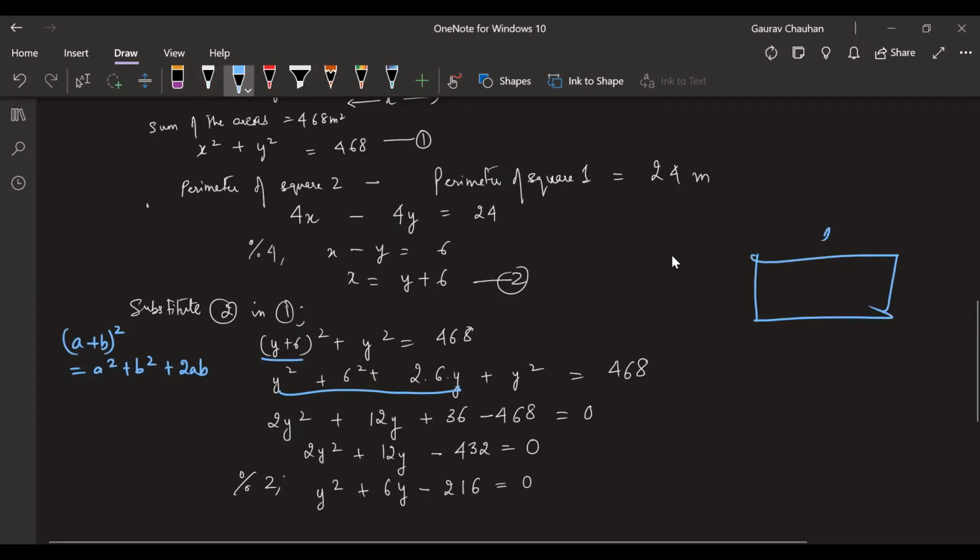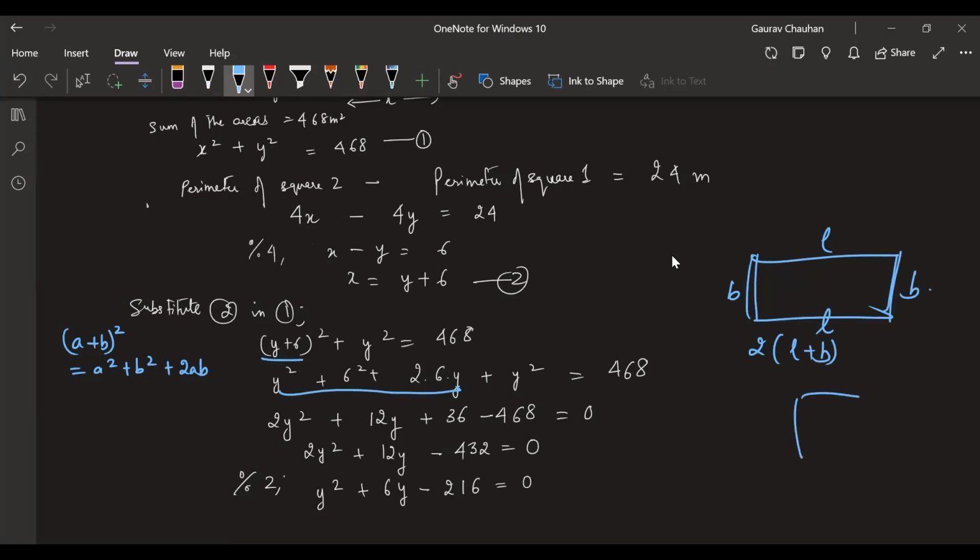In a rectangle, yes, 2 into L plus B, because L plus B plus L plus B. In a square, S plus S plus S plus S, that is 4 into S.